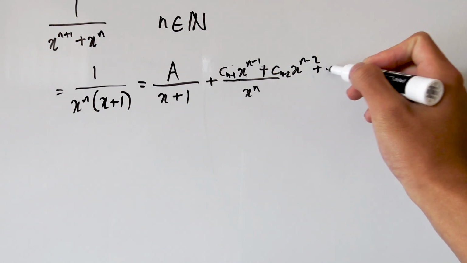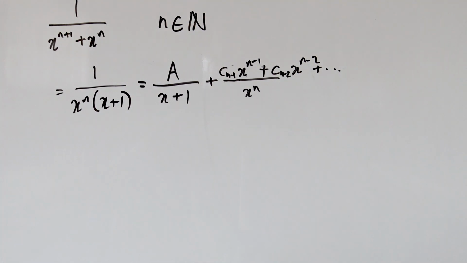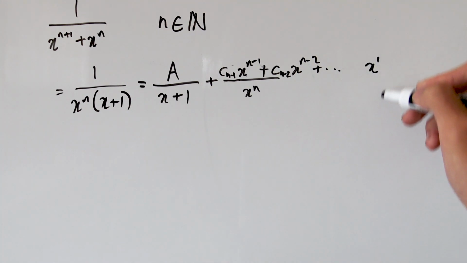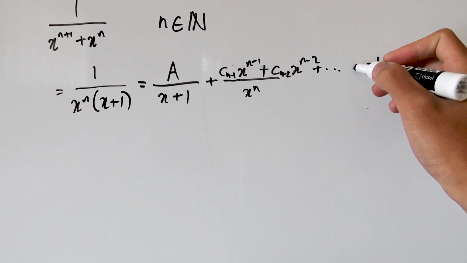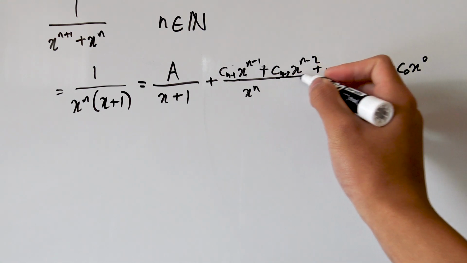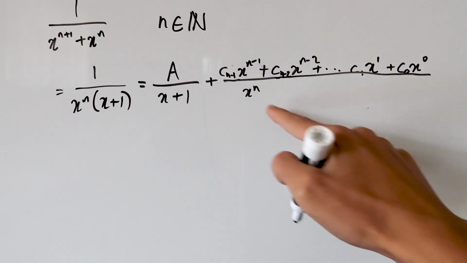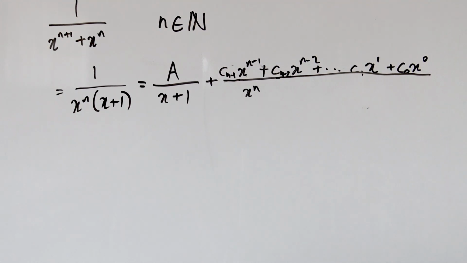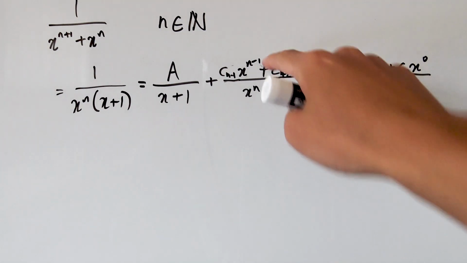We're going to keep adding these terms all the way down to x to the first power, where we'll have some constant c sub 1, and then we'll add our last term, which is x to the zeroth power, with some constant c naught. All of this is being divided through by x to the n. So this is our polynomial on top with a degree of n minus 1.